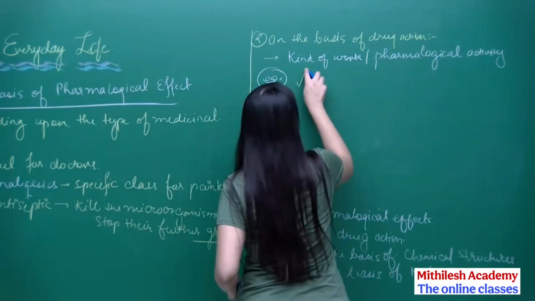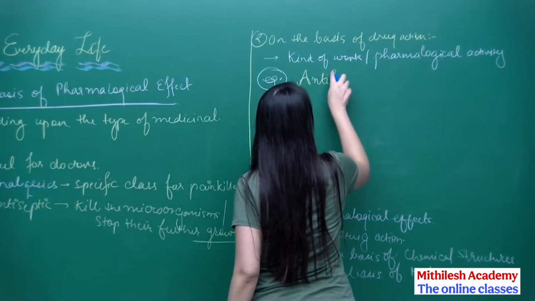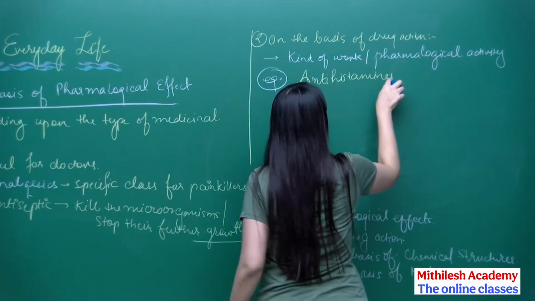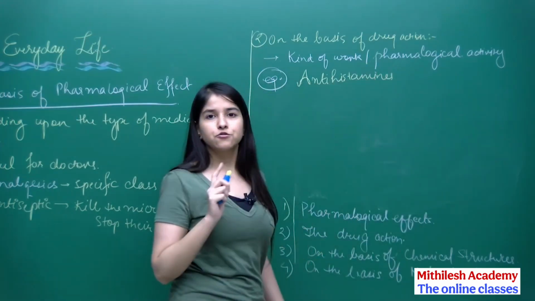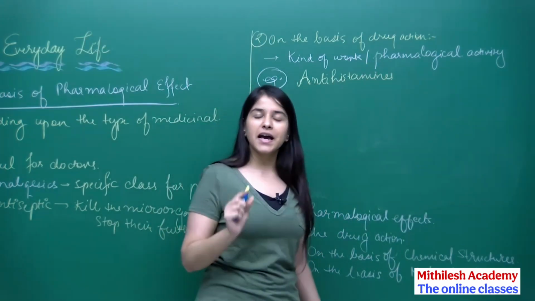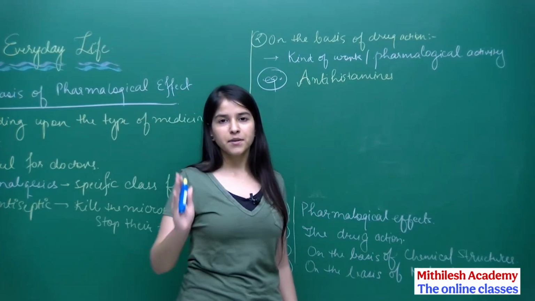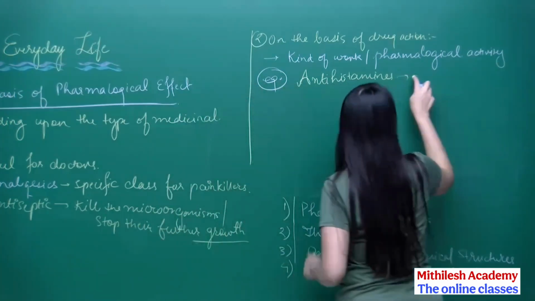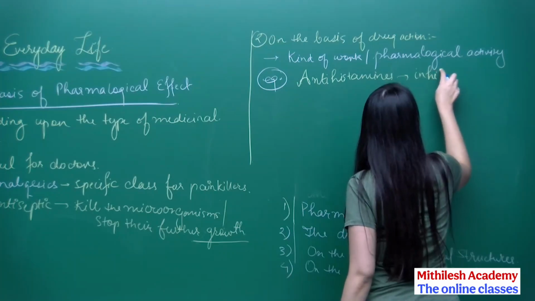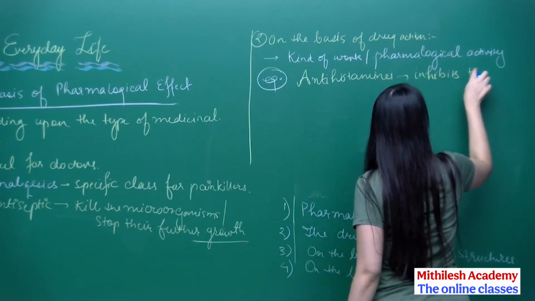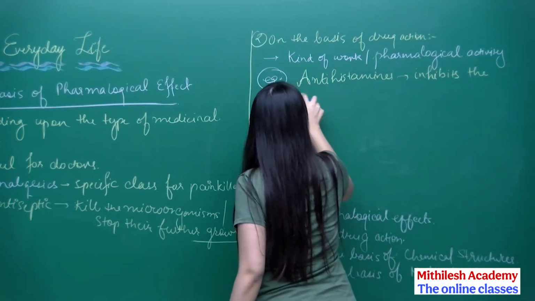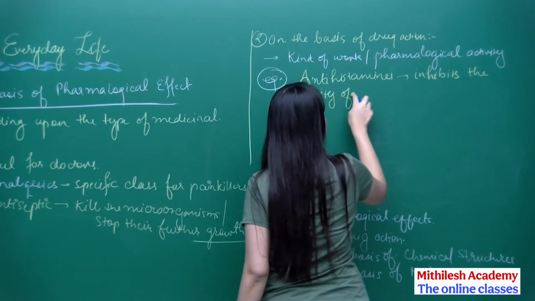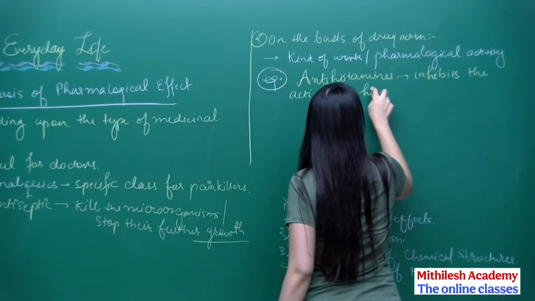So we have got antihistamines. And what do these do? Antihistamines inhibit the production of histamines, or I can say, inhibit the activity of histamines.